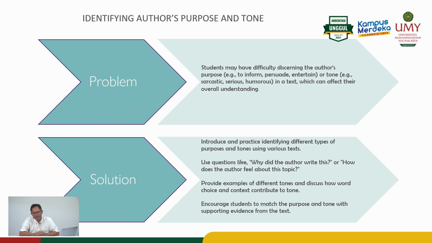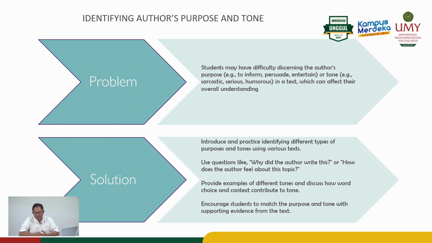Then, after that, the next skill is identifying author purpose and tone. Commonly, students have a problem with this one in discerning the author purpose, whether it is to inform, to persuade, or maybe to explain, or maybe to entertain. Tone is like whether it is sarcastic, serious, or humorous in a text. Usually, students have a problem with this kind of thing.